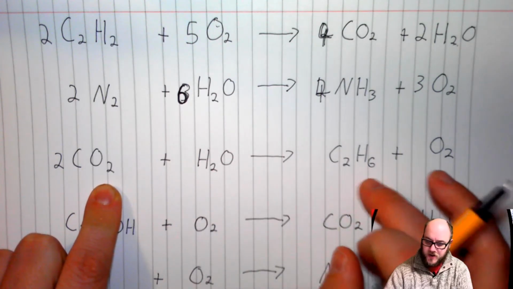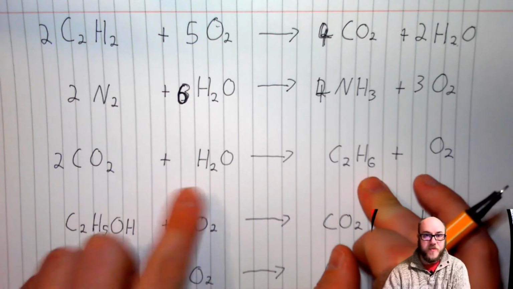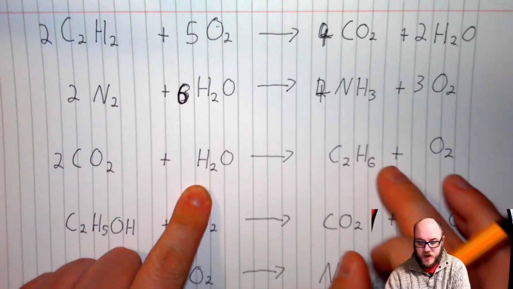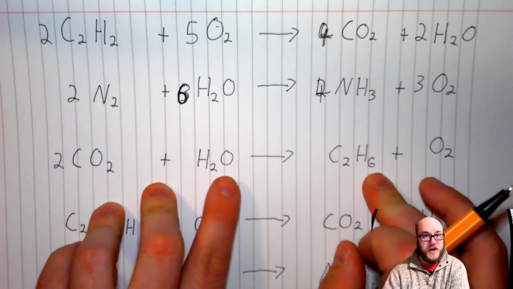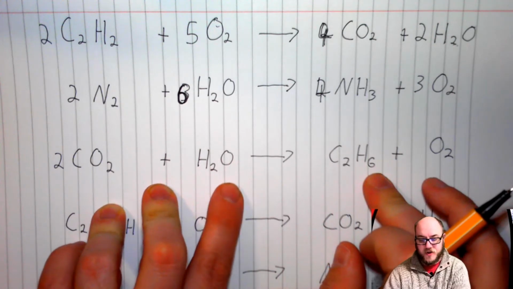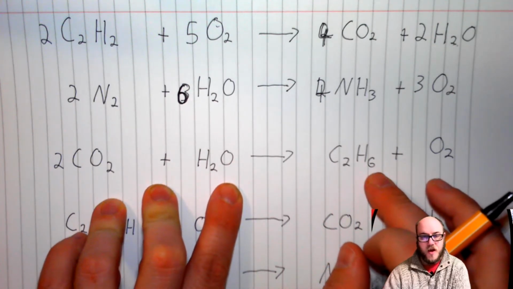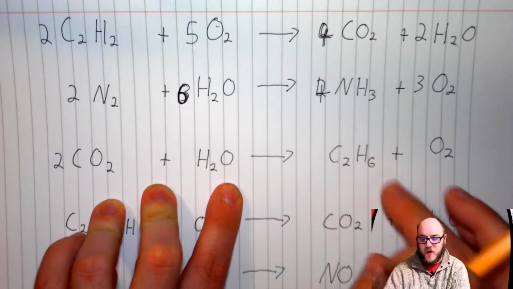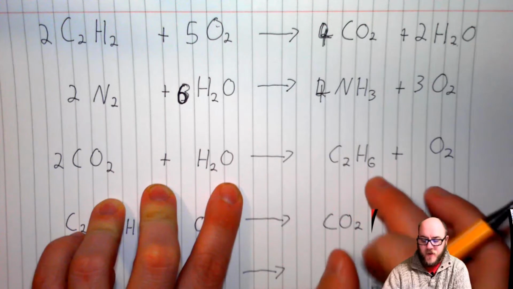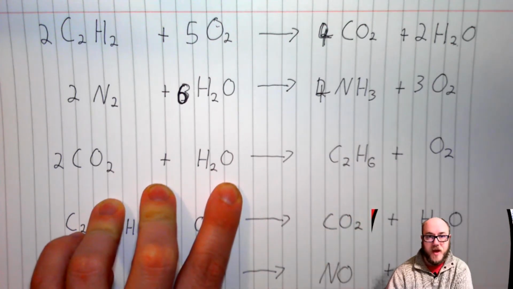I need 6 hydrogens. If I multiply this by 3 to get those 6 hydrogens, I'm going to end up with an odd number of oxygens. Okay? And that's not going to be good. I mean, I can try it, but we know that that's not going to work. So I am going to skip a step. Just bear with me.